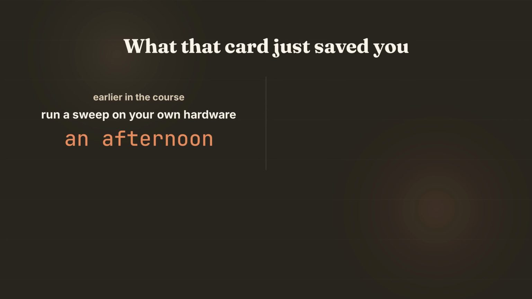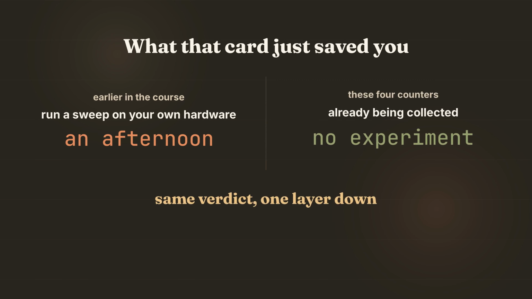Because earlier in this course, we worked out compute bound or memory bound by running a sweep on your own hardware and reading 2 curves off it. That's still what you should do when you want the whole curve. But those 4 numbers can answer the same question from readings that were already being collected while you were asleep. Same verdict, but 1 layer down, and you didn't have to run anything.